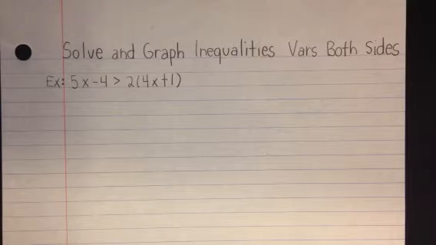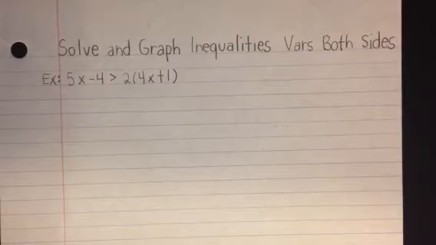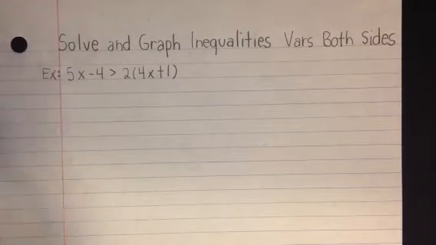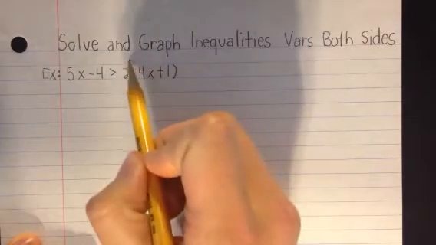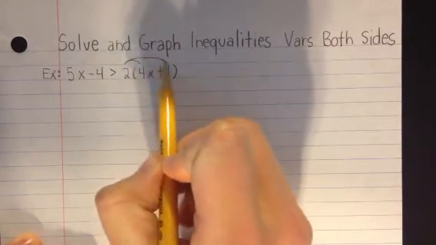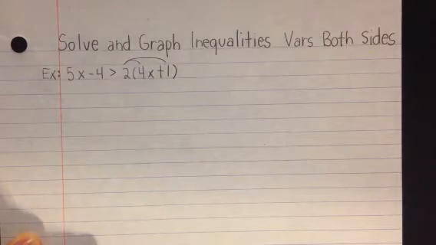We will be solving and graphing inequalities with variables on both sides. So let's look at our first example. In our first example, you can see that there are parentheses. That means we need to distribute that 2 inside before we do anything else.